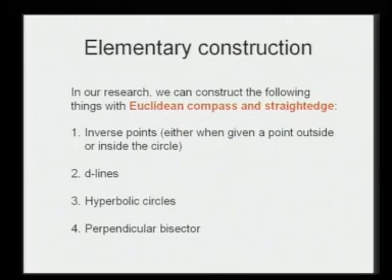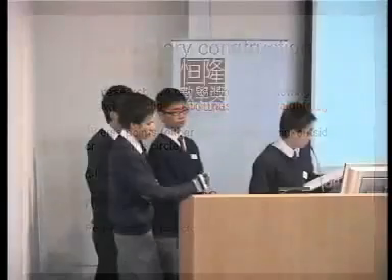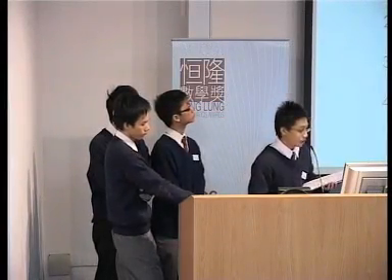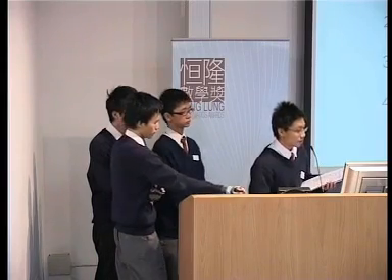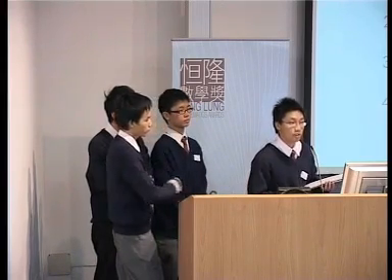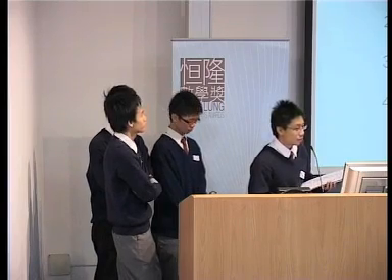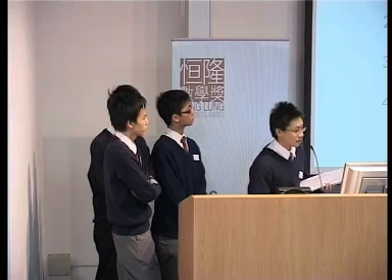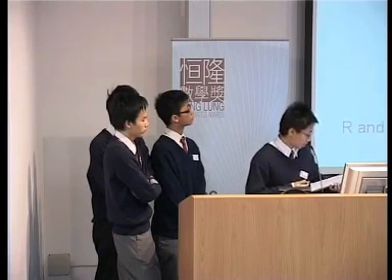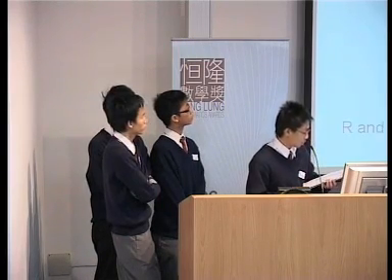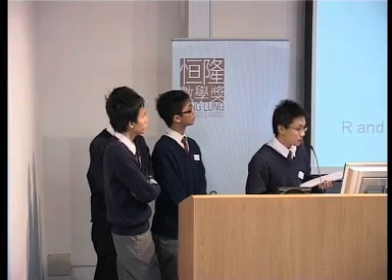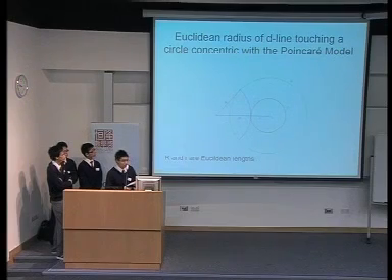Now, in order to move one step toward our research result, I would like to introduce what construction tools we have used in the research. In our research, we can construct the following things with Euclidean compass and straight edge. It includes the inverse points, D lines, hyperbolic circles, and perpendicular bisector. Besides the above tools, we also need a very important theorem, which is derived by us to help us to solve our problems. And what is this about?